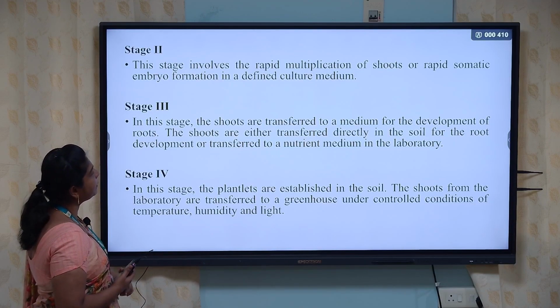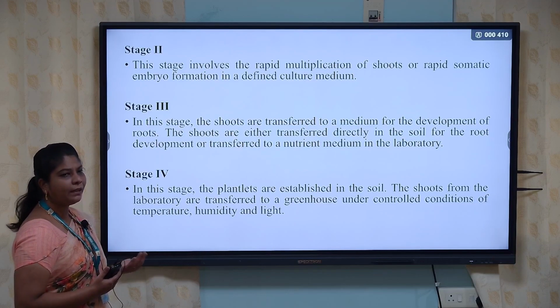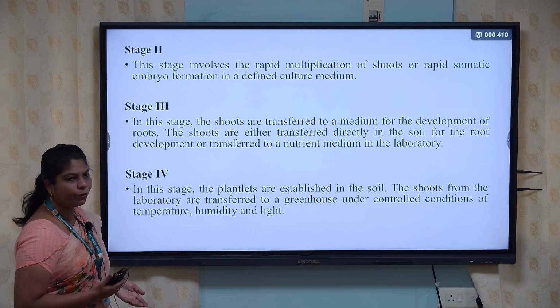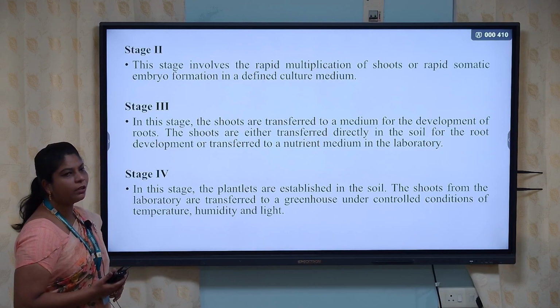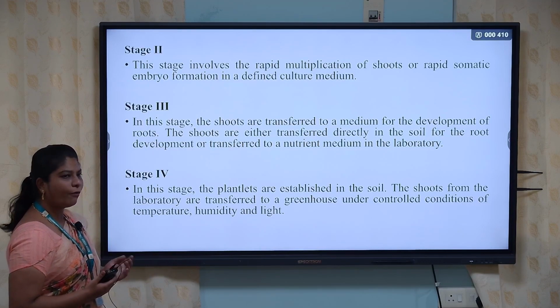The shoots are either transferred directly to the soil for root development or transferred to a nutrient medium in the laboratory. Either they may be transferred directly to the soil, or else we can subculture them to another rooting medium.